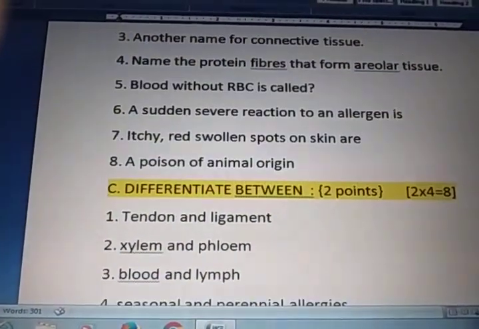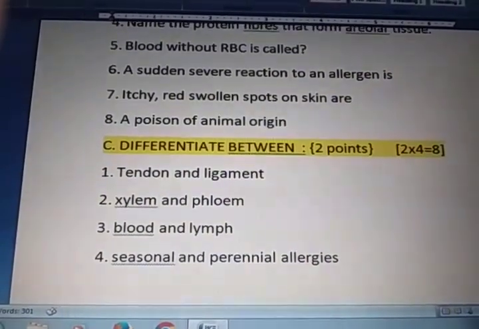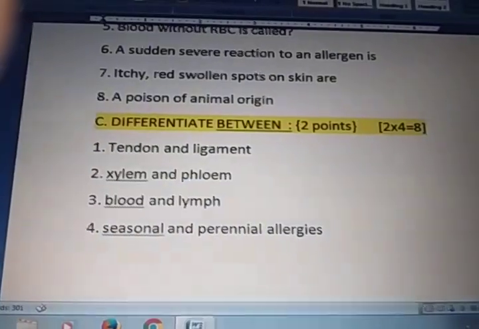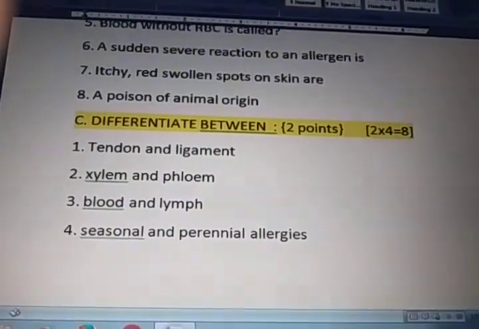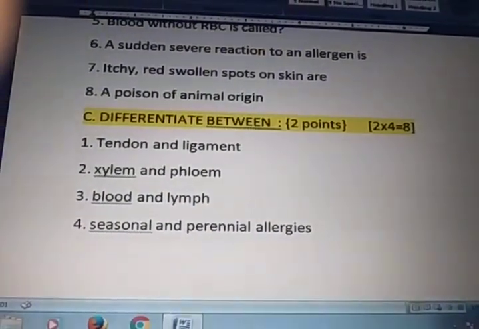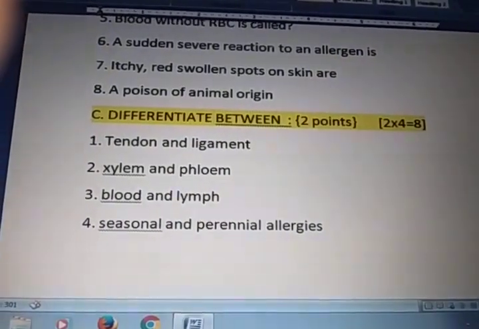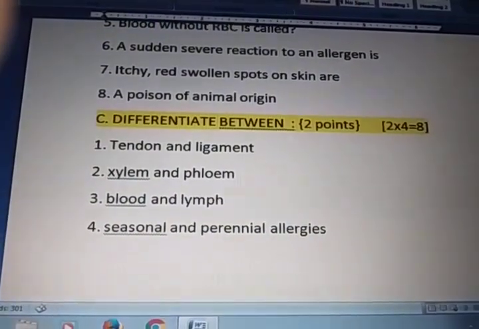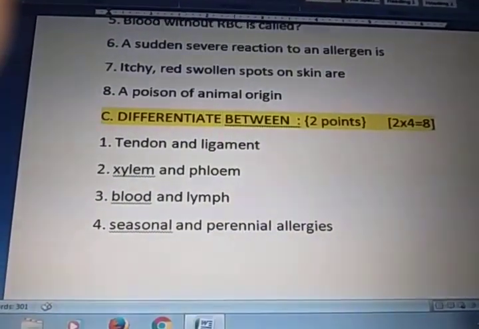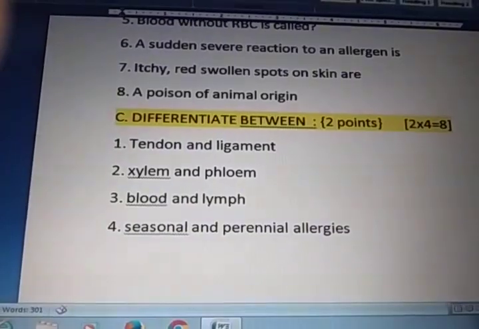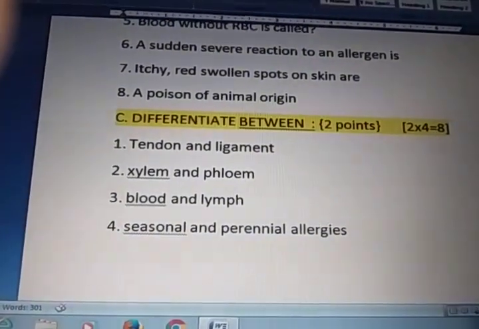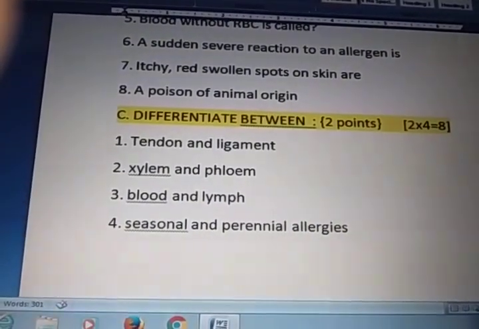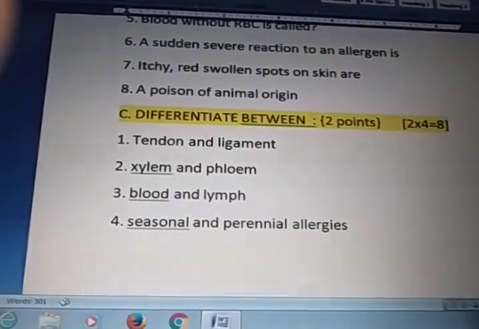Then part C is differentiate between, and you have to write 2 points of differentiation. So first is tendon and ligament. Second, xylem and phloem. Third, blood and lymph. Fourth, seasonal and perennial allergies. So you have to write 2 points each. So 2 points for tendon, 2 for ligament. And if you write 1 point each, you will get only 1 mark.